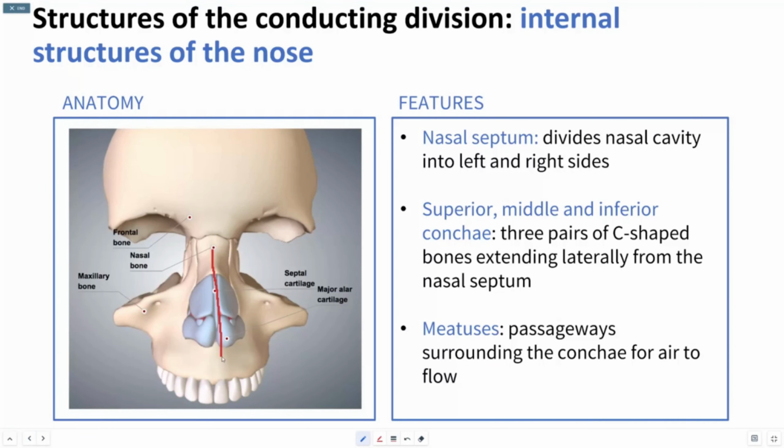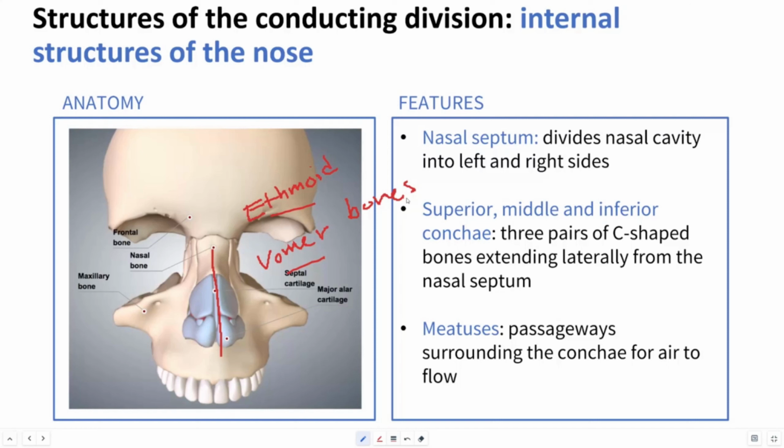It is formed anteriorly by the septal cartilage, which is mostly hyaline cartilage, and on the posterior side we have the vomer and the ethmoid bone. The superior, middle, and inferior nasal conchae are these paired bony projections with the nasal meatus inferior to the concha, and they produce turbulence as the air is breathed in.